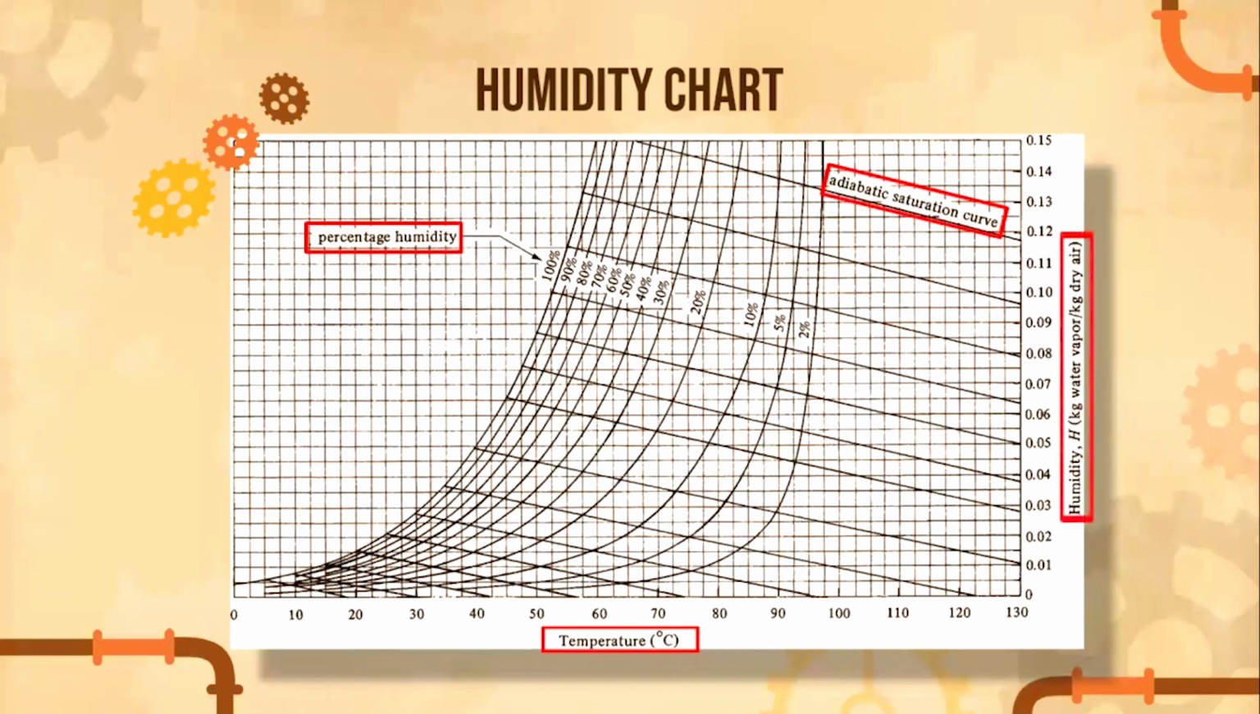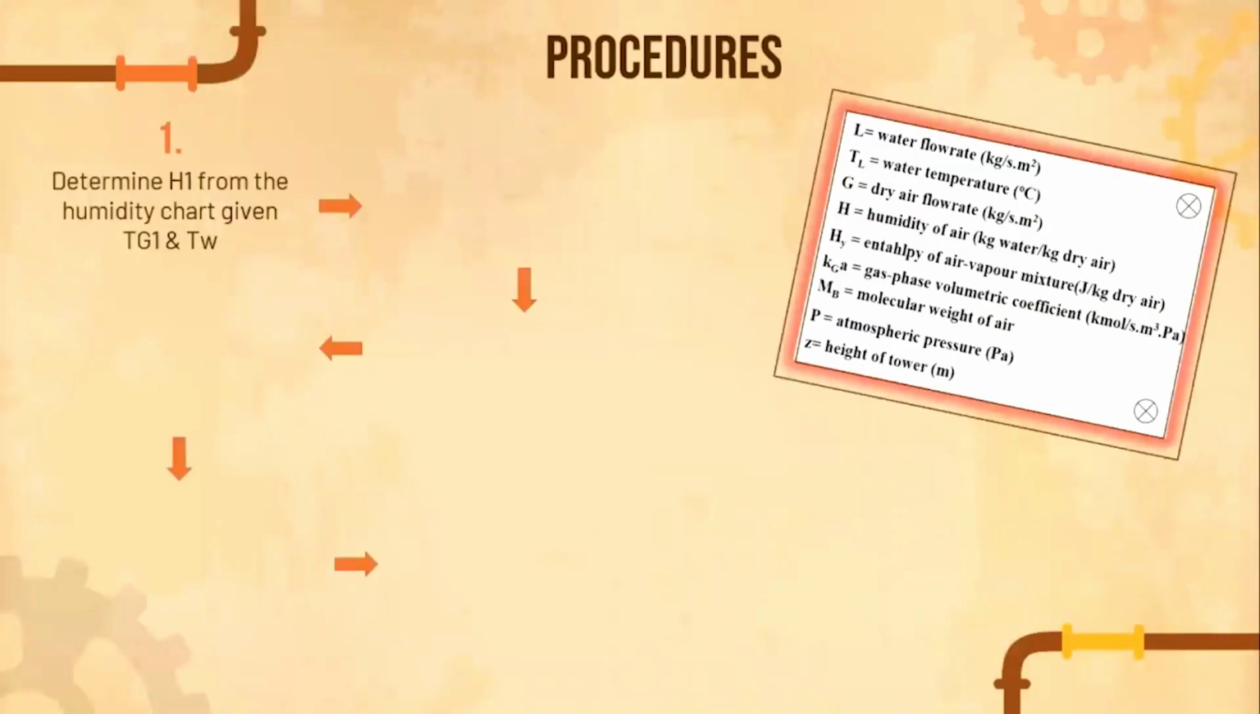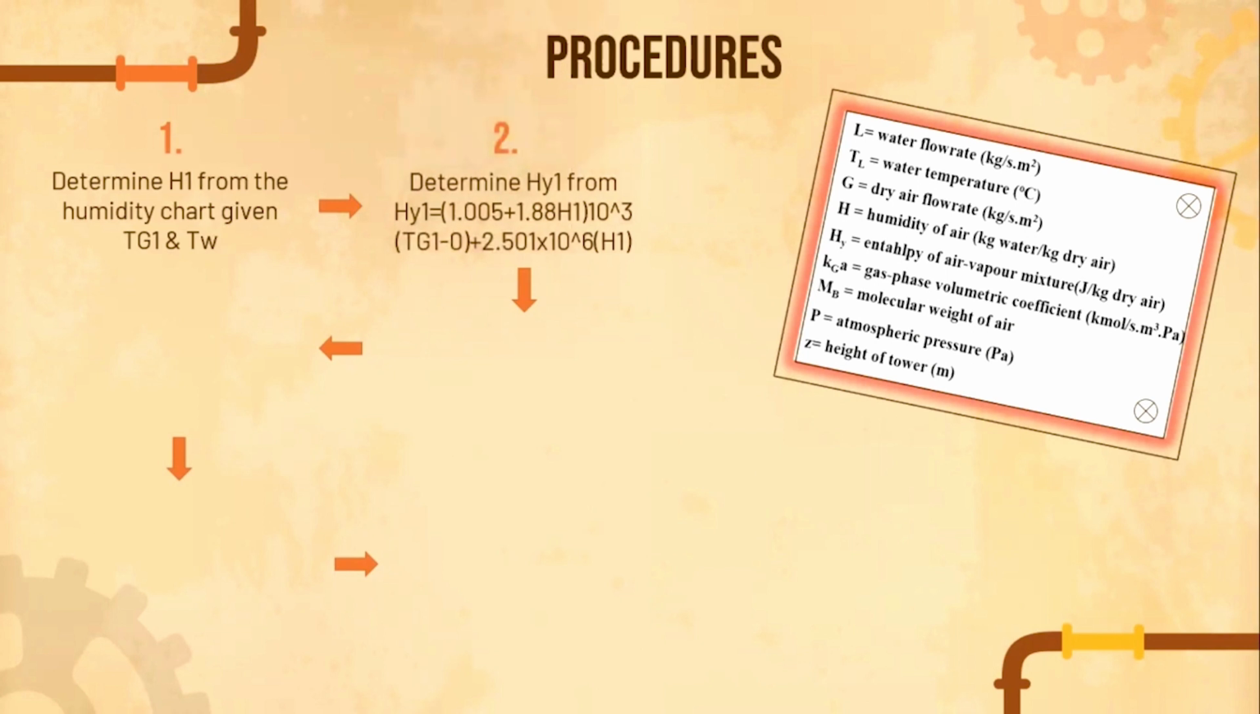Next, we draw another vertical line from the dry bulb temperature that meets the parallel line. The intersection point will be the humidity of the air that we need to find in step 1. For step 2, we have to determine the enthalpy at the bottom of the humidifier, which is Hy1, from the equation that is given. Since the H1 was already found in step 1, the equation can be solved.